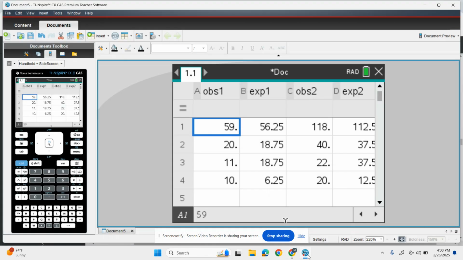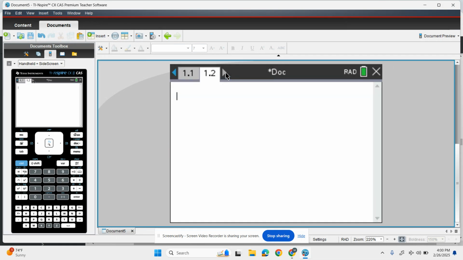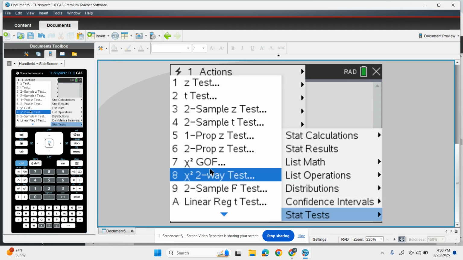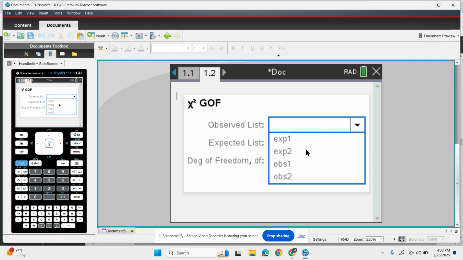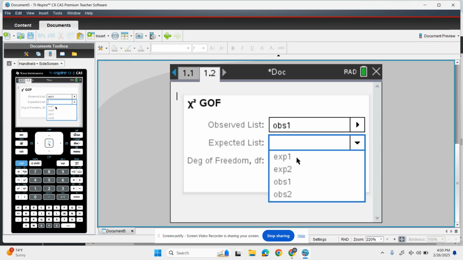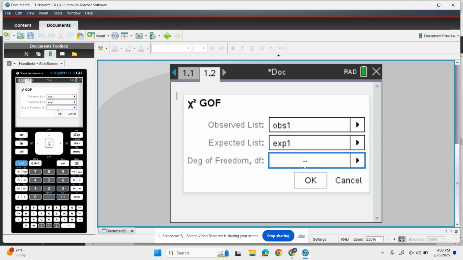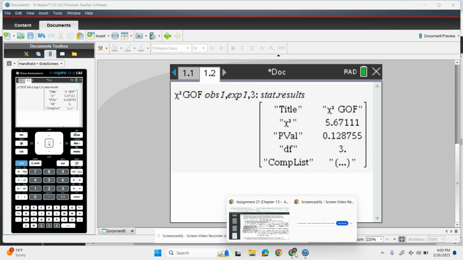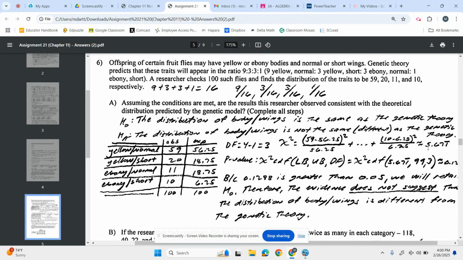Now I'm going to come over here to the calculator, and I've put this right here. You can see observed 1, expected 1, and that's what we had for this. So I'm going to go to a new calculator and run the test. This is goodness of fit, so I'm going to pick observed 1, and then expected 1. The degrees of freedom, because you had 4 different categories, 4 minus 1 is 3, and you get 5.67 and you get 0.1288, which if you look, is what I had right here.